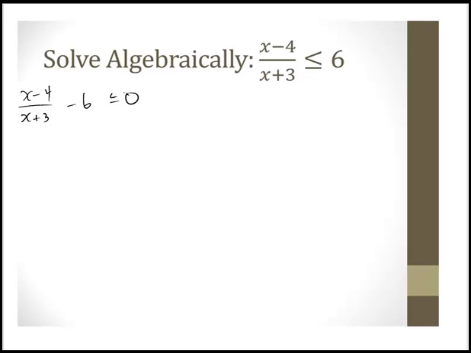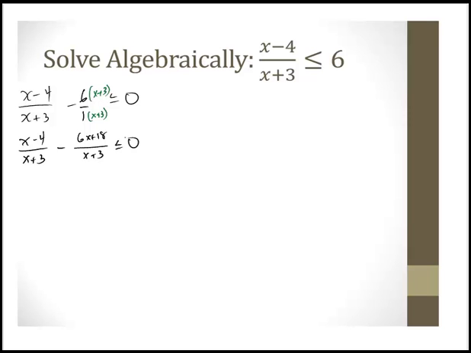Well, 6 is the same as 6 over 1. And so to have a common denominator of x plus 3, I will multiply both numerator and denominator of that fraction by x plus 3. So now I have x minus 4 over x plus 3, subtract 6x plus 18 over x plus 3 is less than or equal to 0.